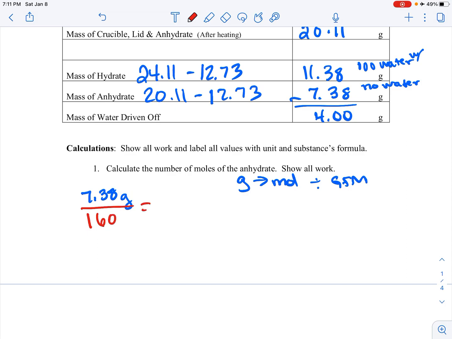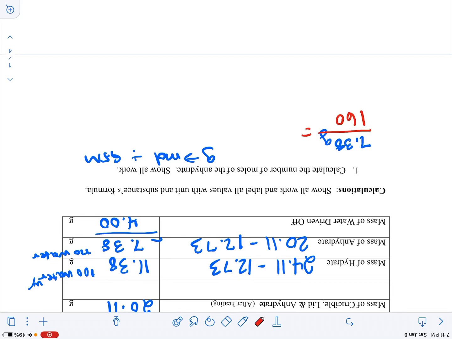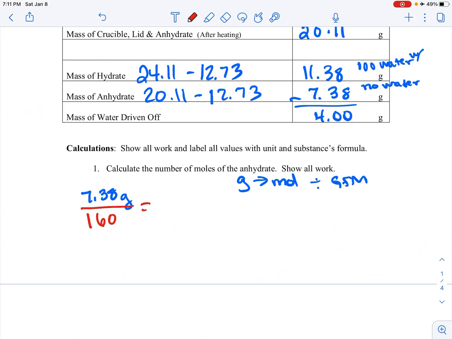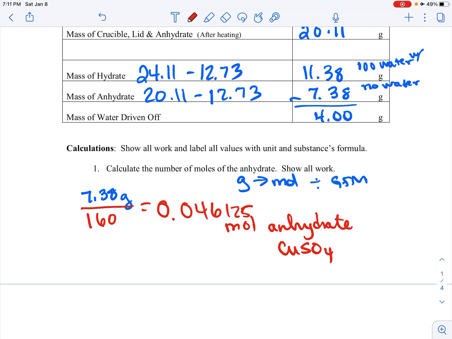So then let's do that. So 7.38 divided by 160. And I get a number. 0.046, whatever. And that's a lot of decimal places. We're going to be rounding to whole numbers anyway, so it really doesn't matter to go for sig figs or any of that. And this is going to be moles of the anhydrate, which if you'd like to be specific, you can say just the copper 2 sulfate.